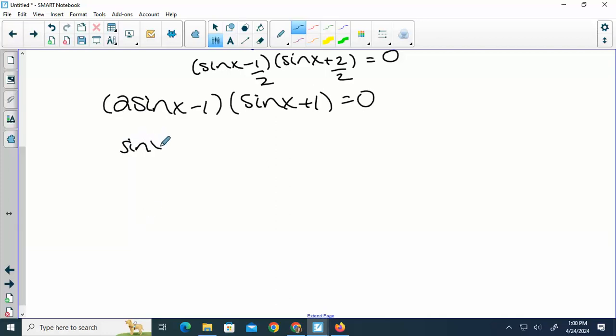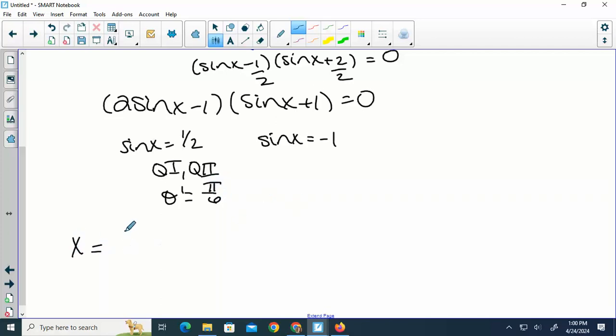So that means sine is a positive 1/2 and a negative 1. Alright, when is sine positive? 1 and 2. Reference angle, when is sine 1/2? It's just 30 degrees, which in radians is pi over 6. So pi over 6 in quadrant 1 is pi over 6. In quadrant 2, that would be 5 pi over 6.